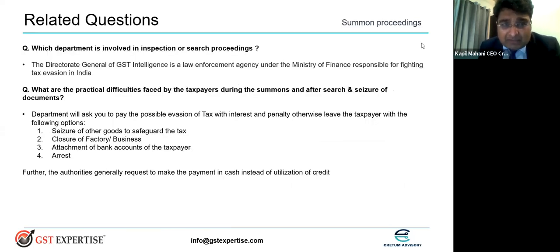Which department is generally involved? I have always mentioned that the Director General of GST Intelligence, DGGI, is a law enforcement agency under the Ministry of Finance, which is responsible for fighting tax evasion in India.